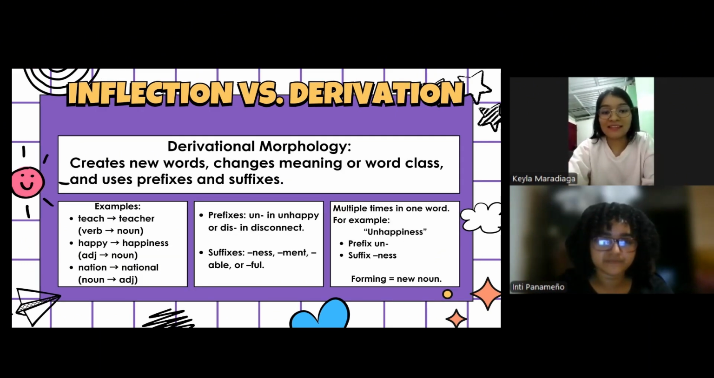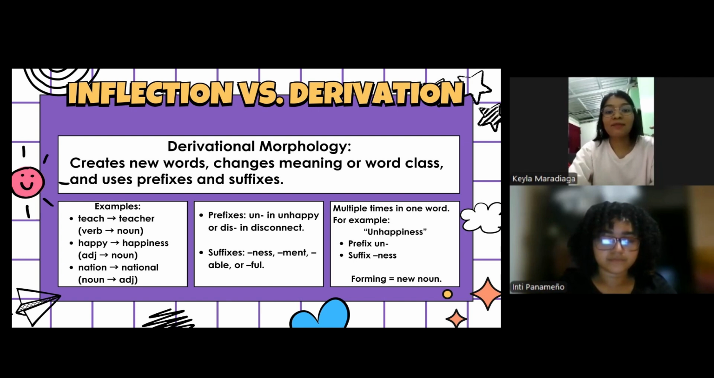Derivational morphology. Derivation is the process that creates new words by adding prefixes or suffixes to a base or root word. Unlike inflection, derivation changes the meaning or even the word class. For example, from the verb teach, we can make the noun teacher with the suffix er. From the adjective happy, we can make the noun happiness by using the suffix ness. Or from the noun nation, we get the adjective national by adding the suffix al. These new words have different meanings and often belong to different grammatical categories.